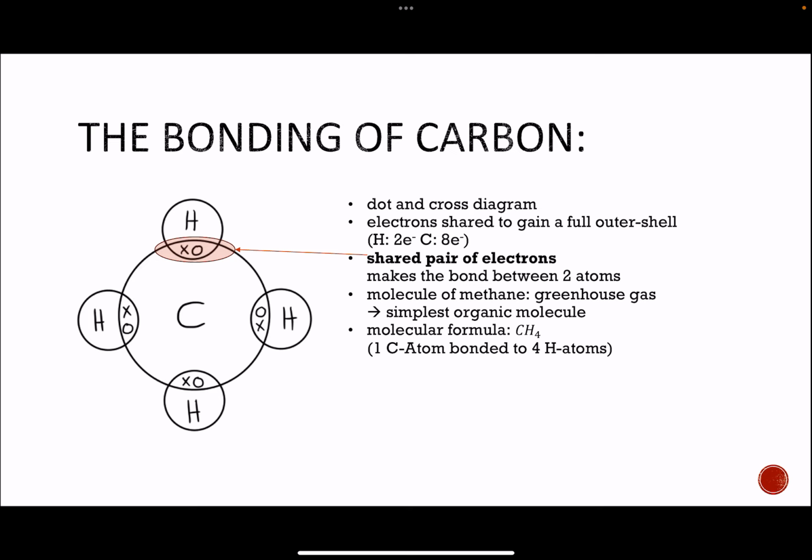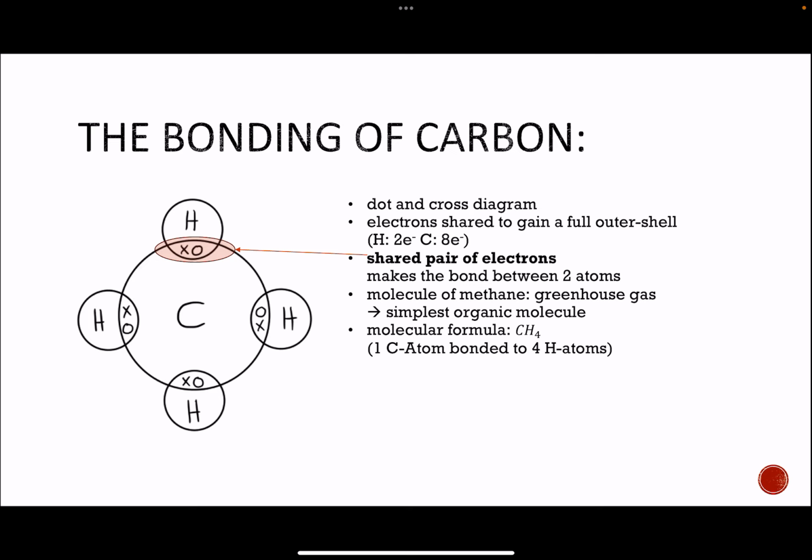The molecule that is depicted on the left-hand side is the simplest organic molecule in organic chemistry. It's called methane, and we will learn more about methane in later videos. For now, I just want to mention that methane is a greenhouse gas. This means it contributes to the greenhouse effect, and it contributes much more than carbon dioxide, for example. And methane is, for instance, emitted by cows.